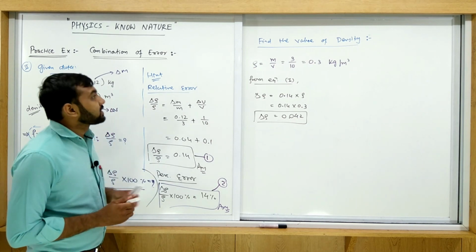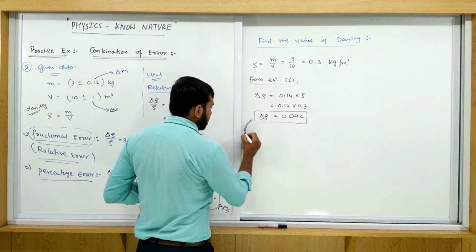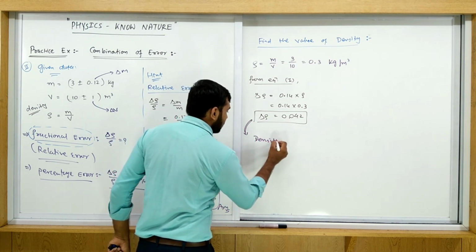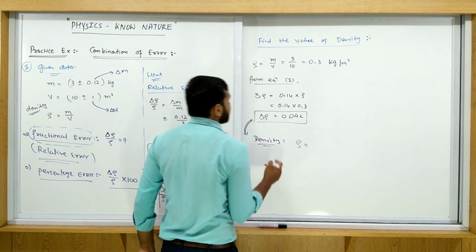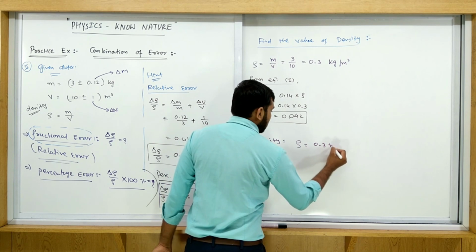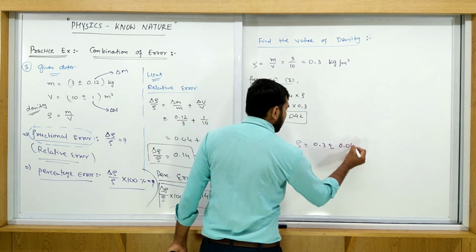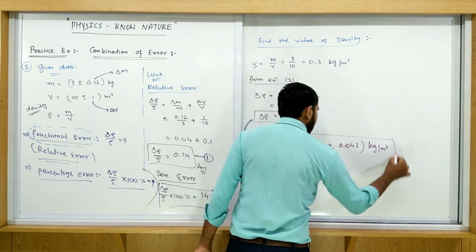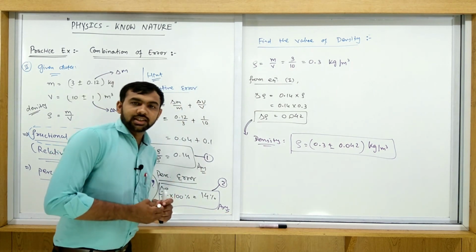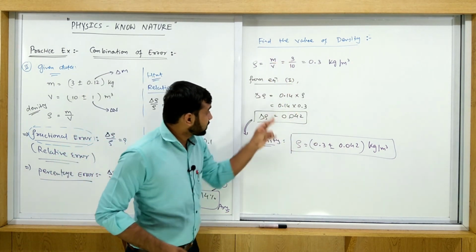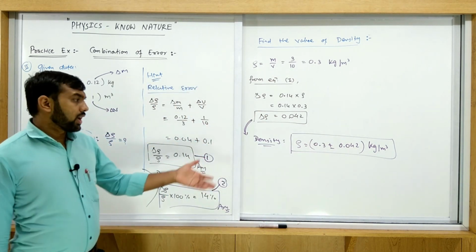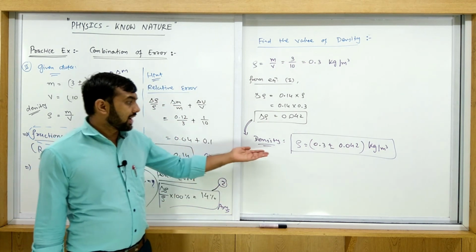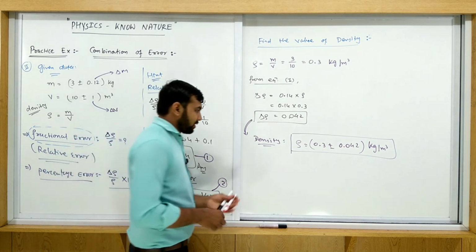So we write this answer in this way. What is the final rho with this error? The density is written like this: rho is equal to 0.3 plus or minus delta rho, 0.042 kg per meter cube. So this is another case. If you want the answer in this way, calculate this also. You are also able to write this answer in terms of percentage error, as we discussed in the last example.